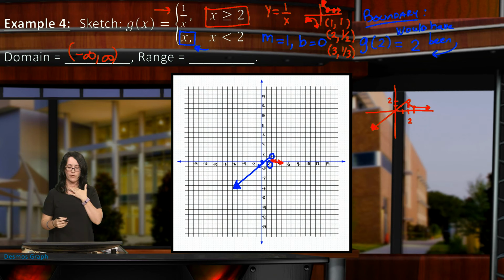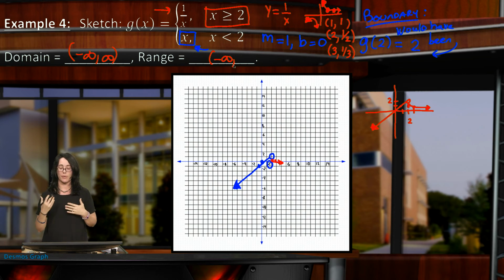For the range, however, we do want to look at our graph to see what's going on. Can I go down forever? Well, definitely. As I go looking at the linear piece, the piece that's going to the left with a slope of 1, that is definitely going down forever. So we would notice that the range is negative infinity. But what about the lowest part of the range, I should say? What about the highest part of the range?